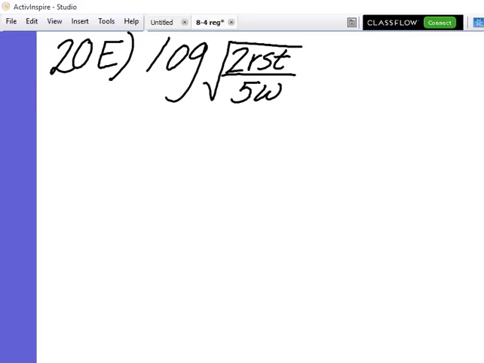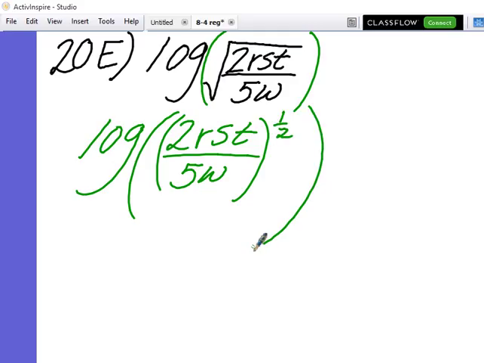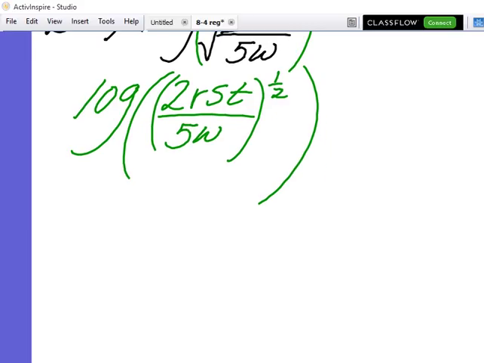I'm going to think this will be my last one. So we have log of, technically, I like to turn my parentheses of all this stuff. Notice the square root is around all of it, so let's rewrite this. This is log of 2rst divided by 5w, all to the 1/2 power, right? Square root means 1/2 power. So what we're going to do, the easiest way to think of this, is to rewrite it as log of every single base raised to the 1/2 power.